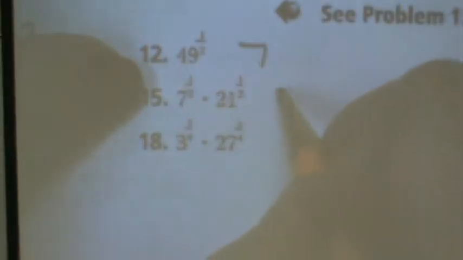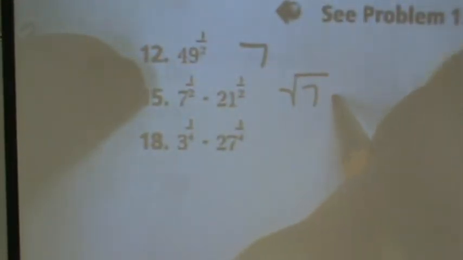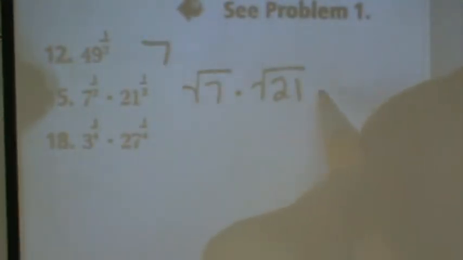Now this one, you might wanna write out, is the square root of 7 times the square root of 21. How would you do this? 7 root 3. Yeah, because this is 7 times 3, so you're gonna take the 7 out, 7 root 3.